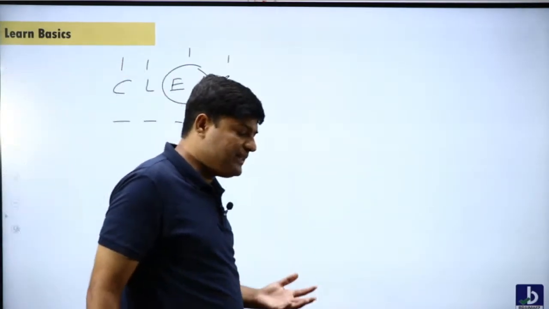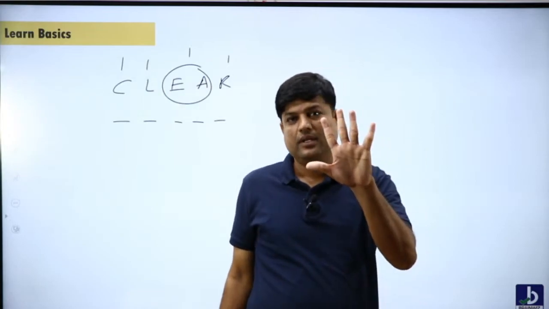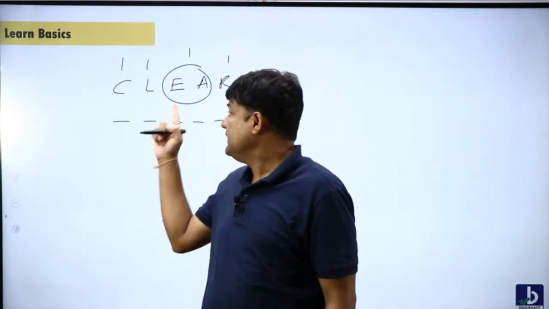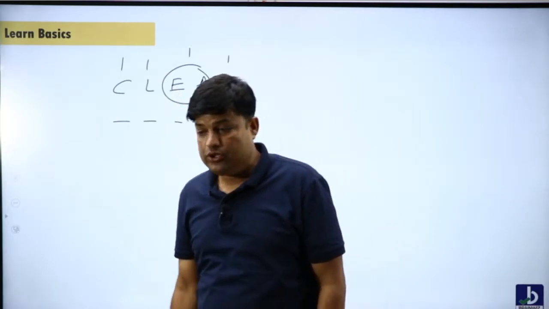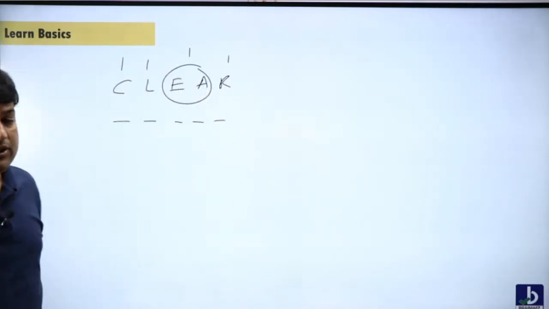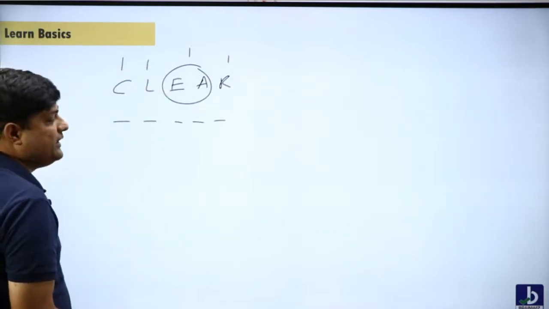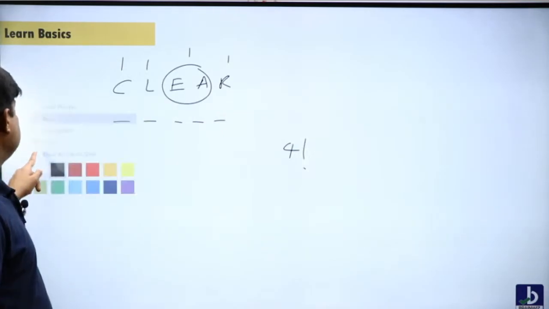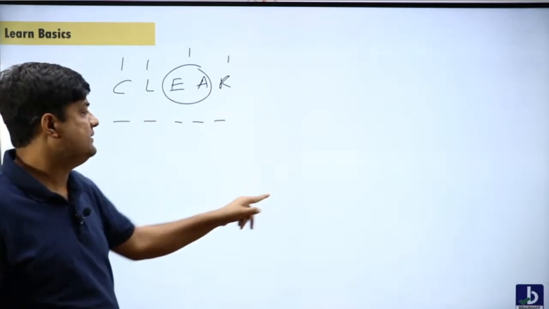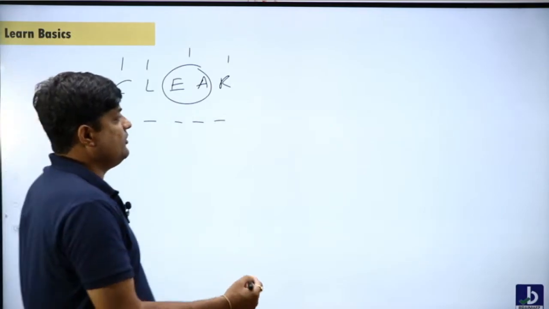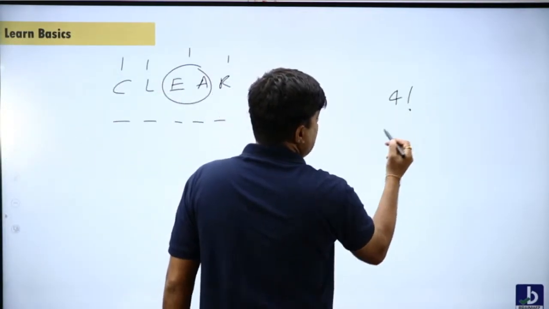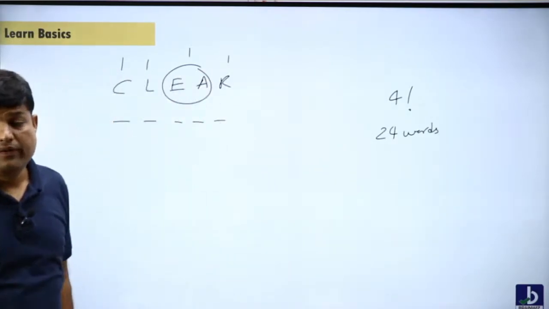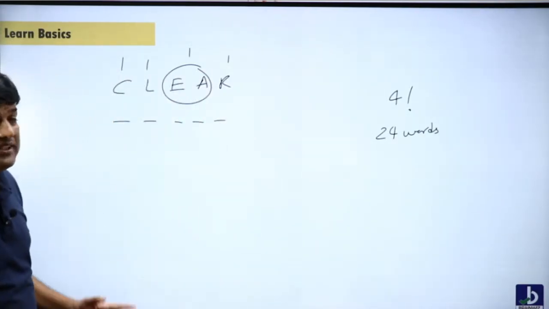Now previously how much did you used to have? 5 people. Now do you have 5 people or 4 people? 4 people. That's it. You have to take this EA as 1 unit. So students, how many ways can I arrange these 4 units? That is 4 factorial. Are you understanding, everybody? 4 factorial means how many words? 24 words. So let me try to write down these 24 words.